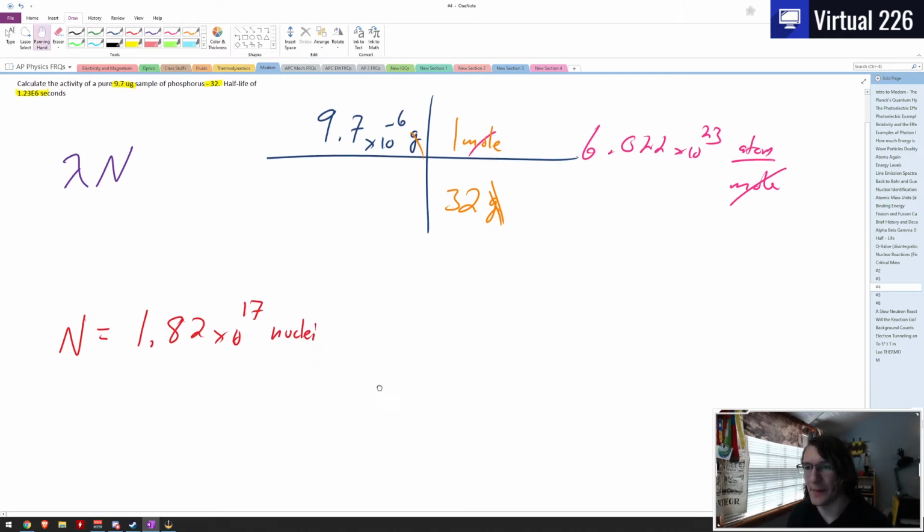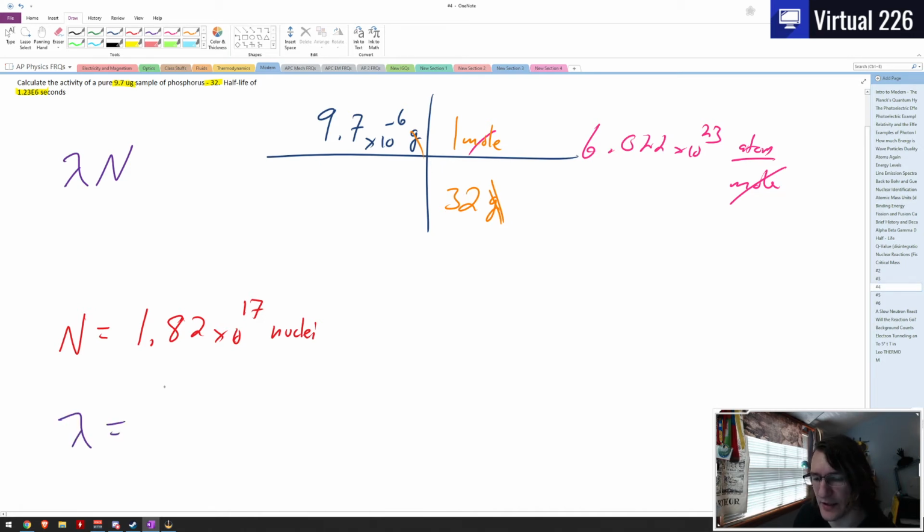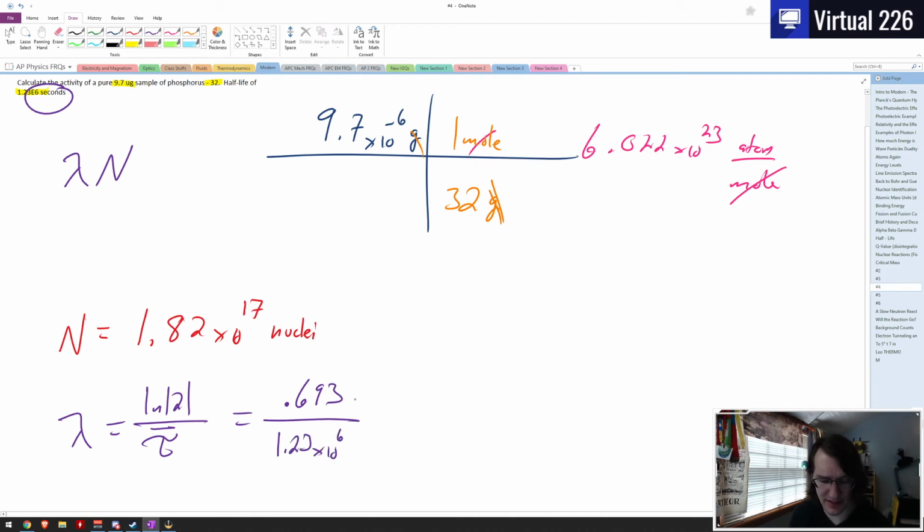Okay. At this point, we just need to find what this lambda value is. One of the things to remember, and we saw this in a prior setup, is that lambda is equal to the natural log of 2 divided by tau, or the half-life, where this half-life is in seconds, and luckily it already is in this problem. So we can say this is 0.693, or if you're dealing with economics, maybe just 0.7, and then divided by 1.23 times 10 to the 6th. That'll give us our lambda value.